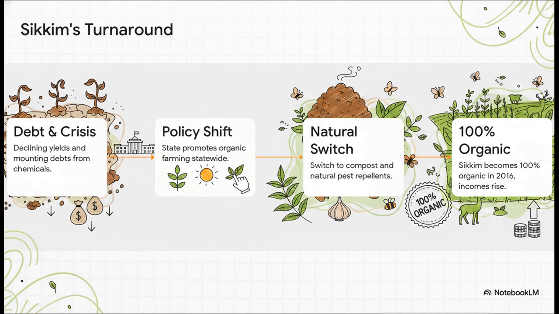Farmers there were also facing declining crop yields and getting buried in debt from buying expensive chemical fertilizers. Recognizing the crisis, the state government aggressively promoted organic farming. It was a tough transition, sure, but farmers went back to using traditional compost and created natural pest repellents out of everyday things like neem and garlic. The result was phenomenal. By 2016, Sikkim made history as the world's first 100% organic state. Biodiversity bounced back, ecotourism exploded, and farmer incomes actually jumped by 20%. It is the ultimate modern case study in environmental stewardship.